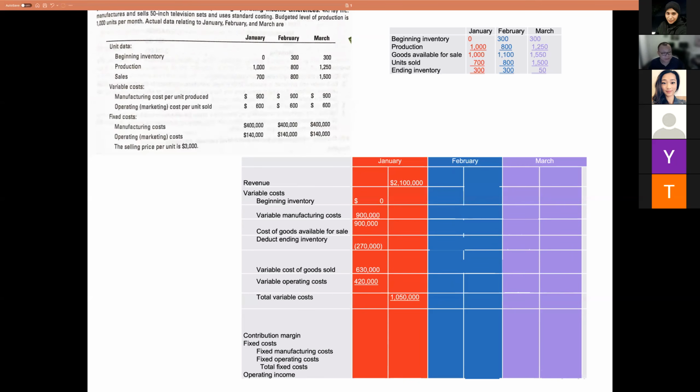So what's my contribution margin? 1.05 million. Yeah, very good. What's my fixed manufacturing cost? What's my fixed operating cost? 400,000 and 140,000, right? So the total fixed cost is 540,000. And 1,050,000 minus 540,000 is 510,000. That's my operating income. Is this good?